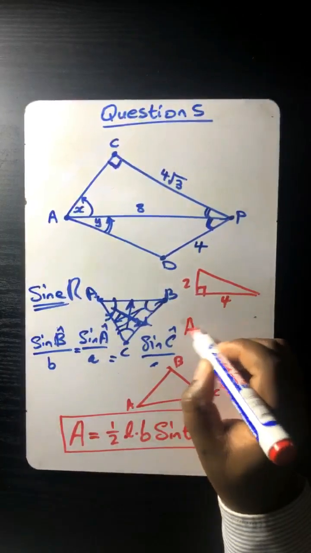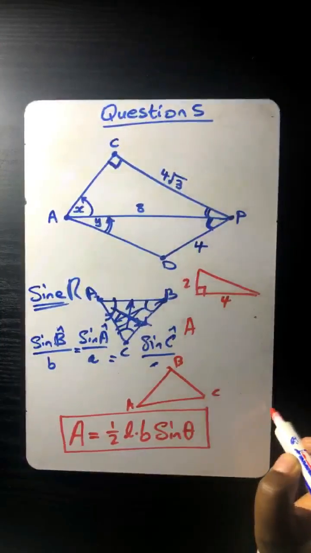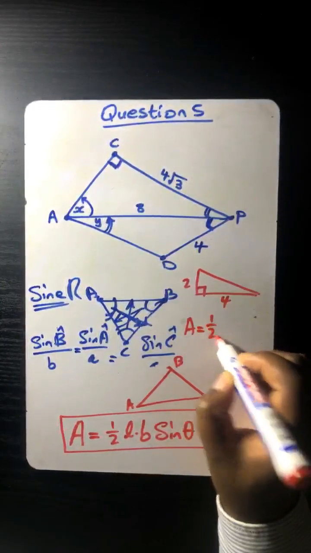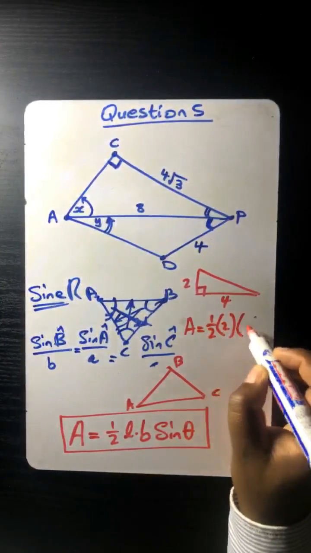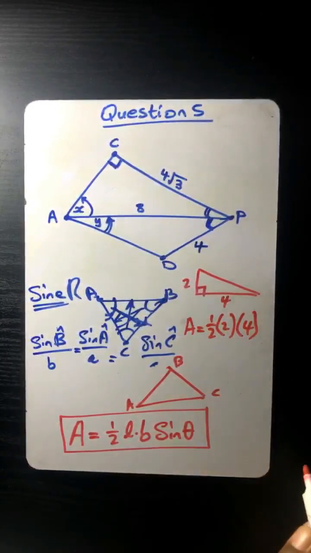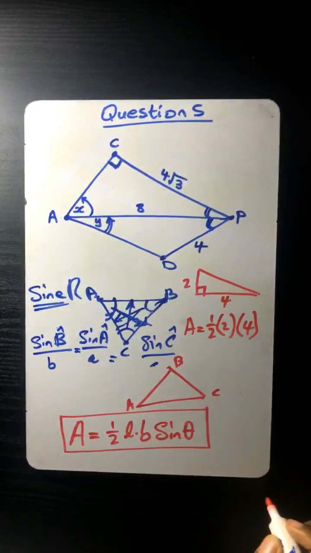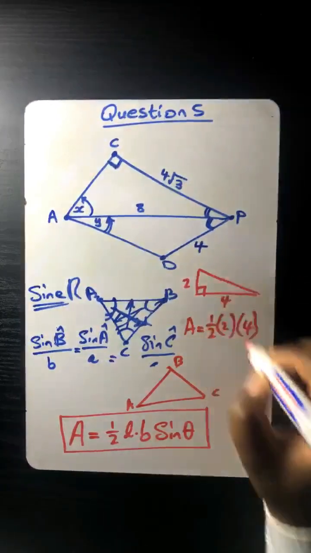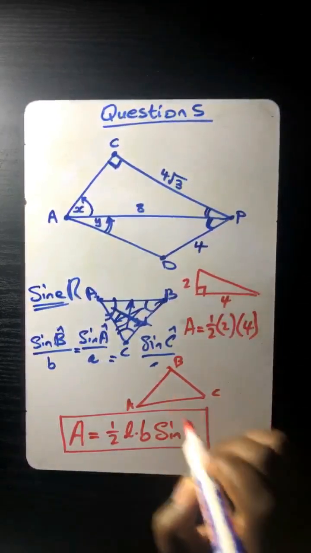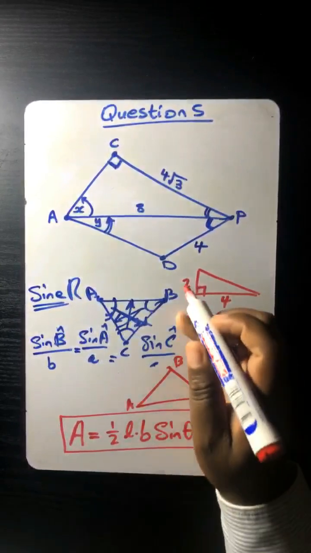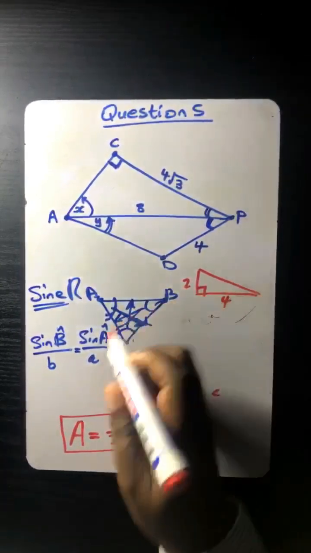And they say calculate the area for that. The area, you're going to say it's equal to half times 2 times 4. You won't bother to say sine of an angle. Why not? Because this is a right-angled triangle. But notice something. Maybe let me rewrite all of that so that it makes perfect sense.